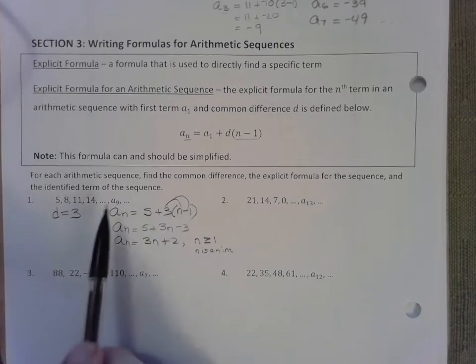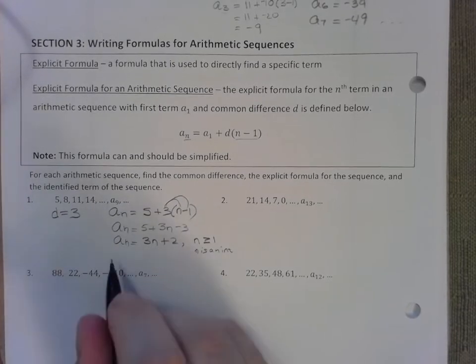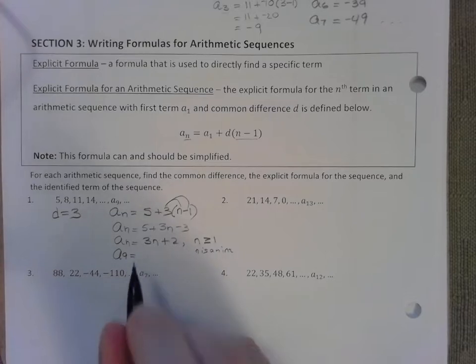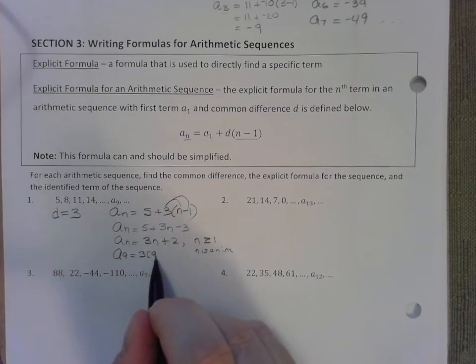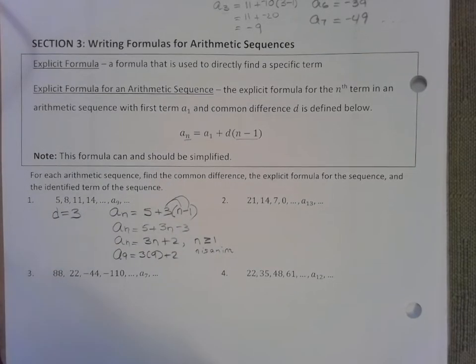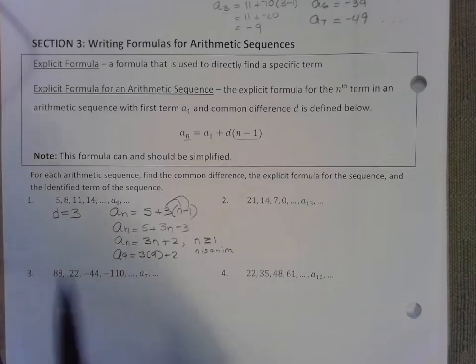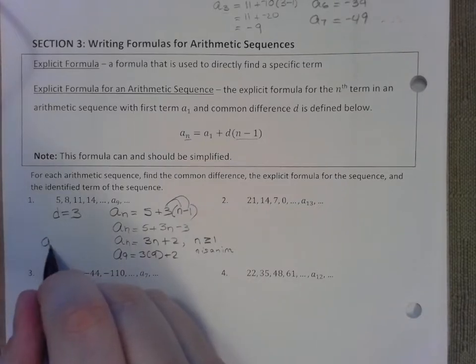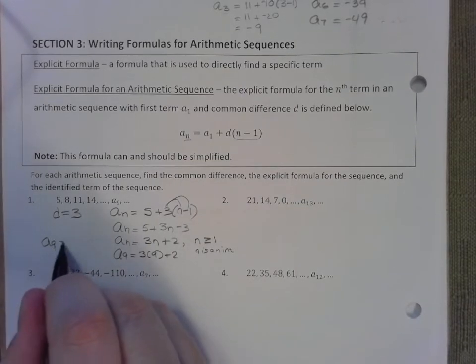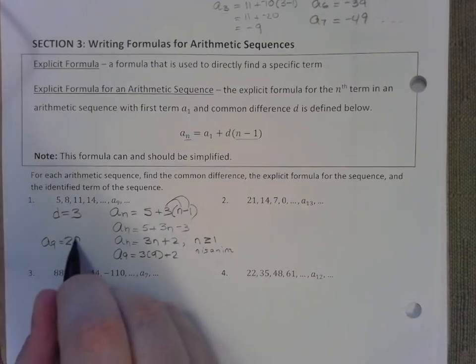So for example, next, we're going to find the value of the 9th term. The 9th term can be found by plugging in 9 into this explicit formula and evaluating it using order of operations. 9 times 3 is 27. 2 more than 27 makes 29. The value of our specific term, the 9th term, is, I believe we said, 29.